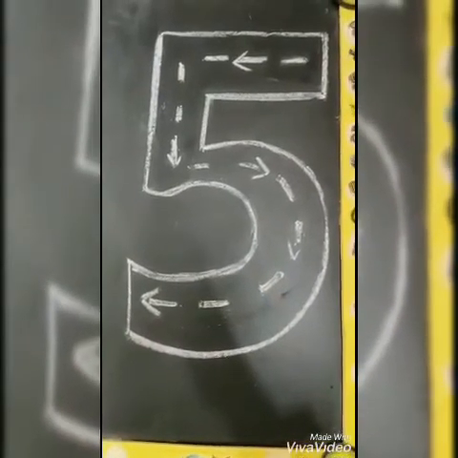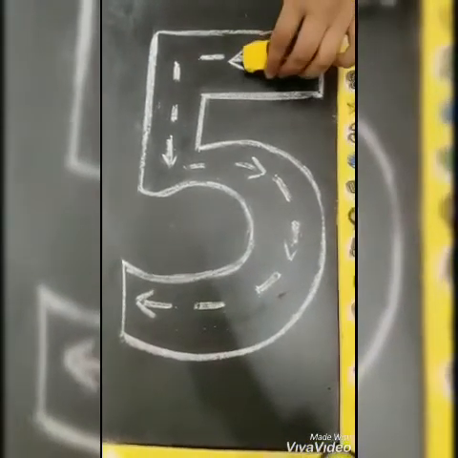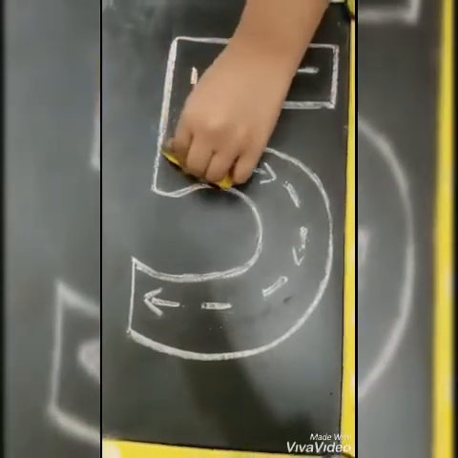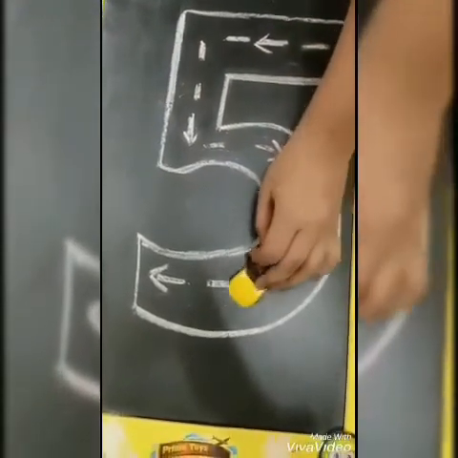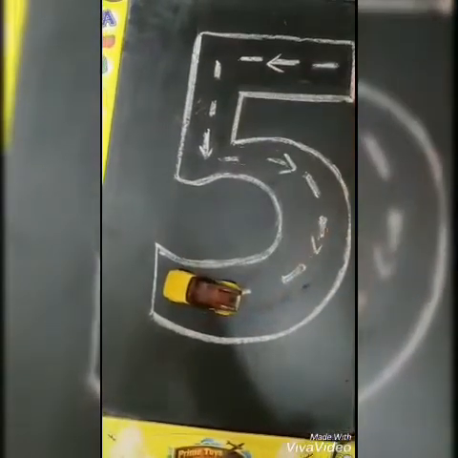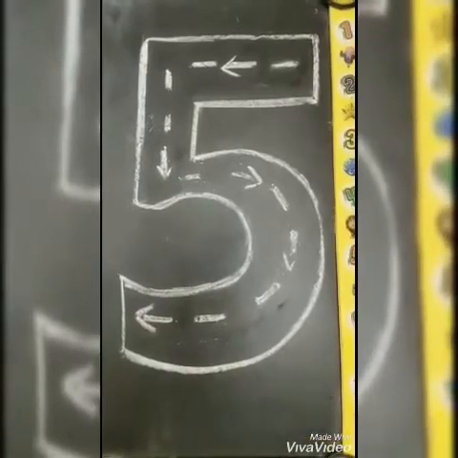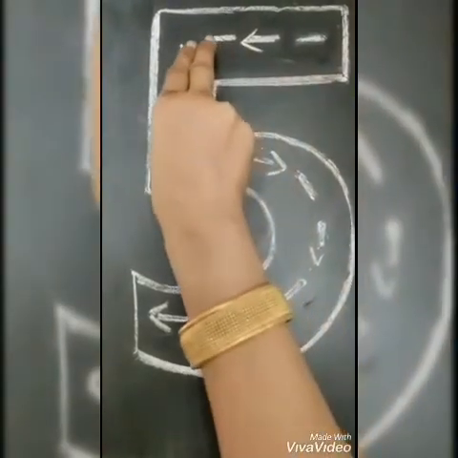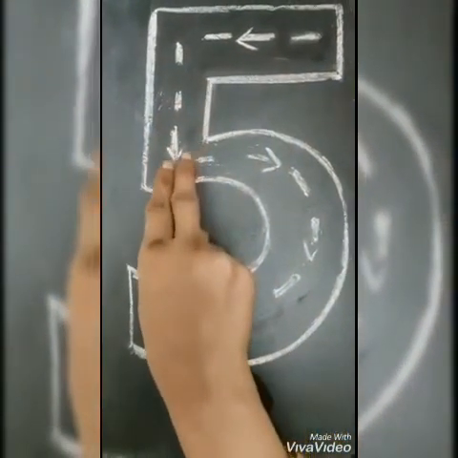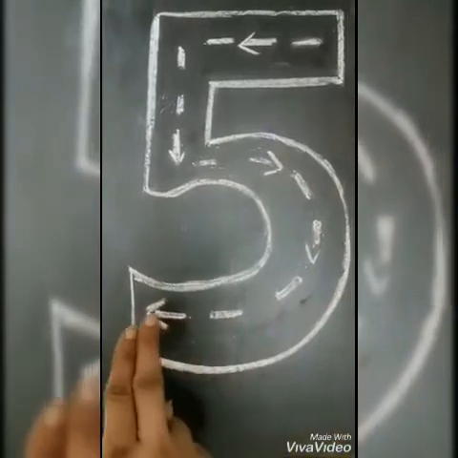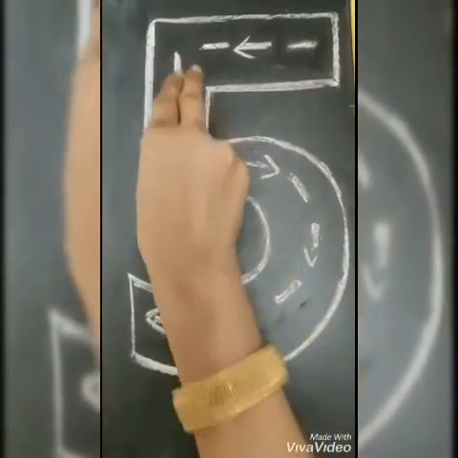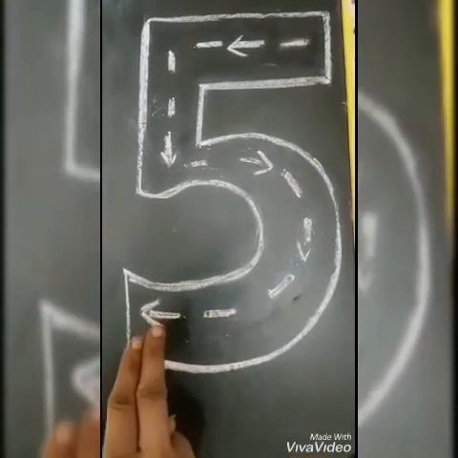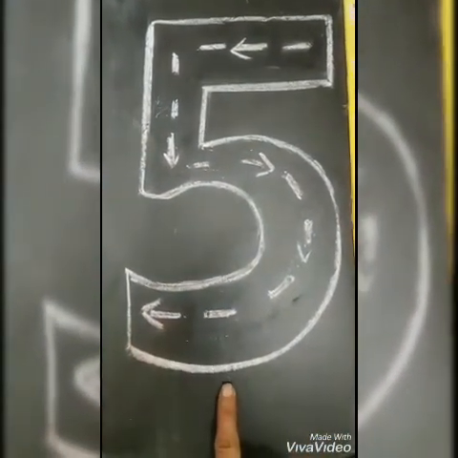Let's trace number 5 with the car. Let's drive the car. Very good. Let's trace number 5 with the finger. Sleeping line, then standing line, then a curve. Sleeping line, standing line, then a curve. Number 5. Which number is this? Number 5.